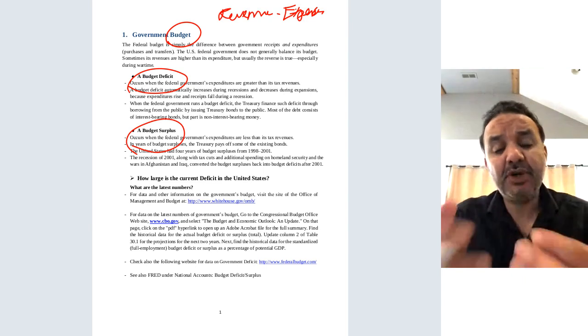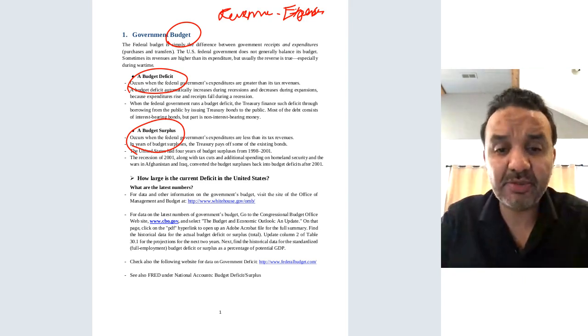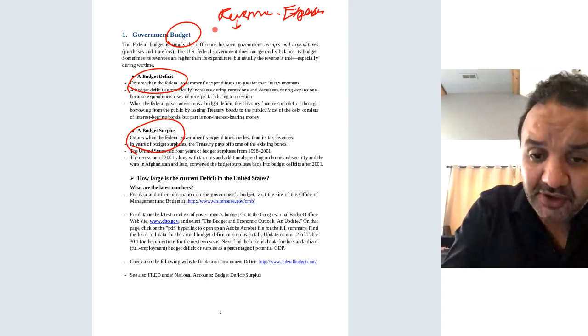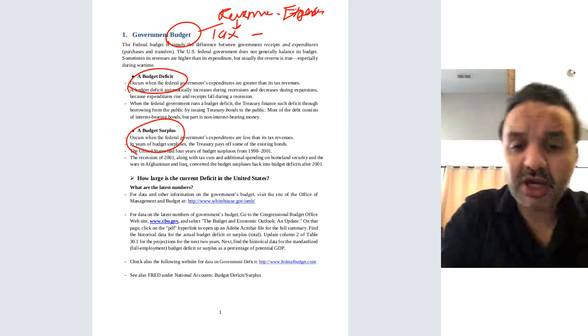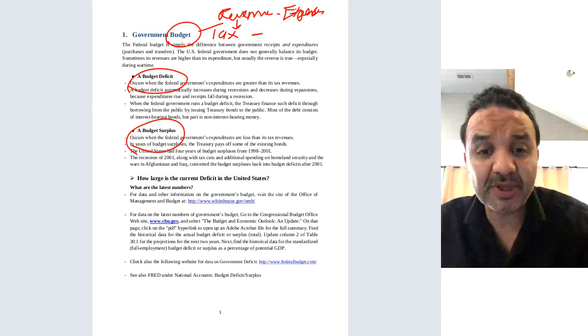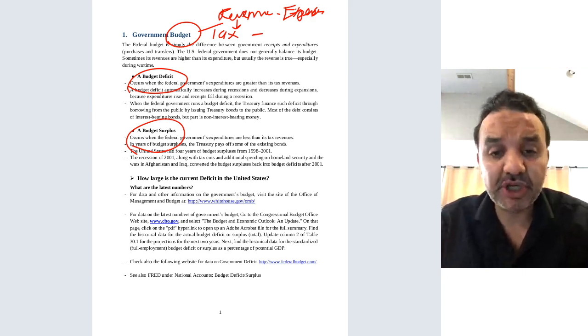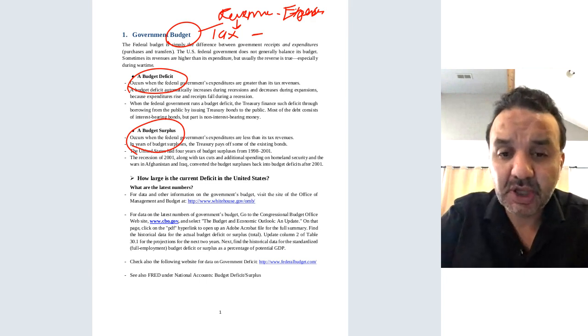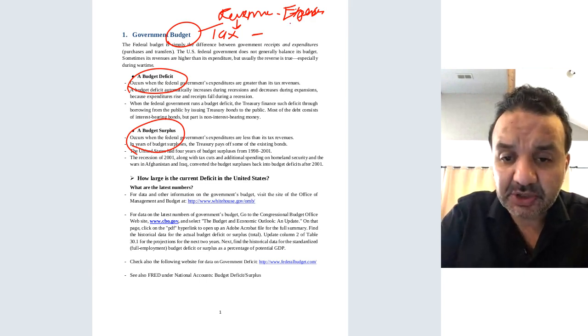So whenever we apply this general concept on the federal government, the main source of revenue for the federal government is taxes. So for the revenues, tax revenues. And the main source of expenses for the federal government is government spending, which I explained in the previous video. Government spending includes spending on defense, education, infrastructure, and science. So these expenses are government spending.